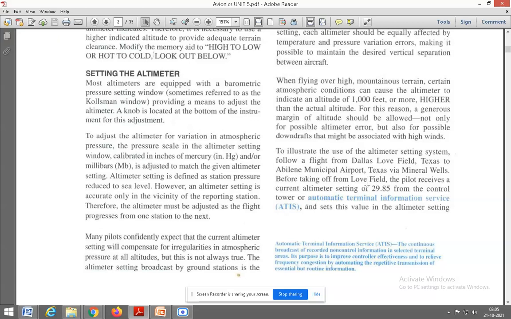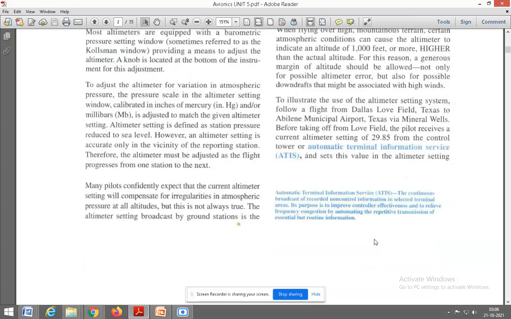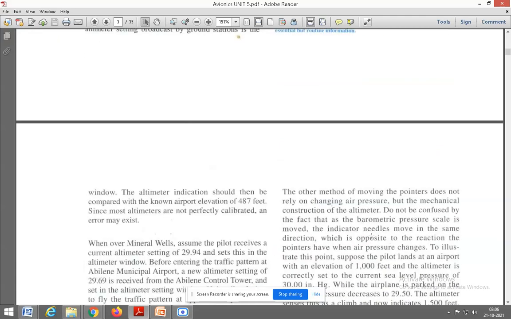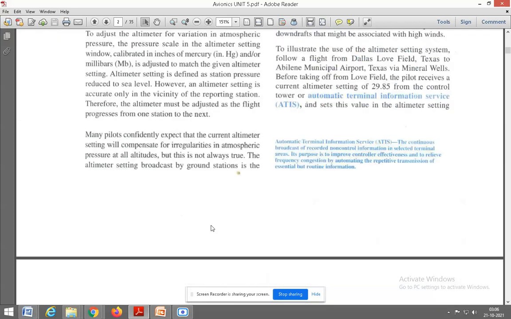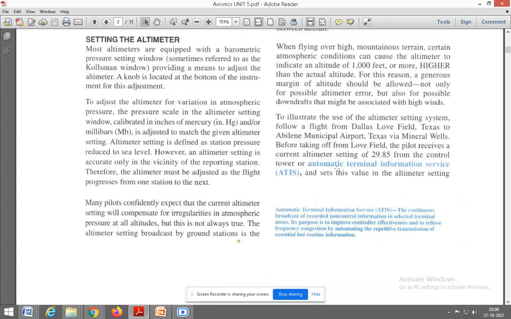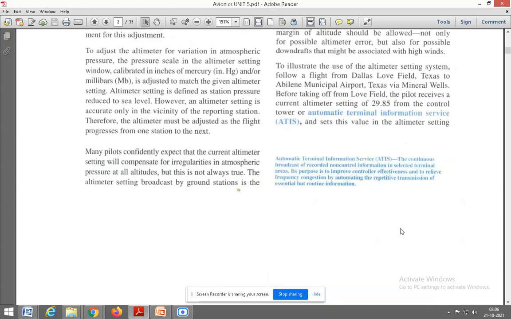Before taking off from Love Field, the pilot receives a current altimeter setting of 29.85 from the control tower or automatic terminal information service and sets this value in the altimeter setting window. The altimeter indication should then be compared with the known airport elevation of 487 feet. Since most altimeters are not perfectly calibrated, an error may exist. So before taking off, the pilot will set the altitude value in the altimeter, which will be received from the control room.